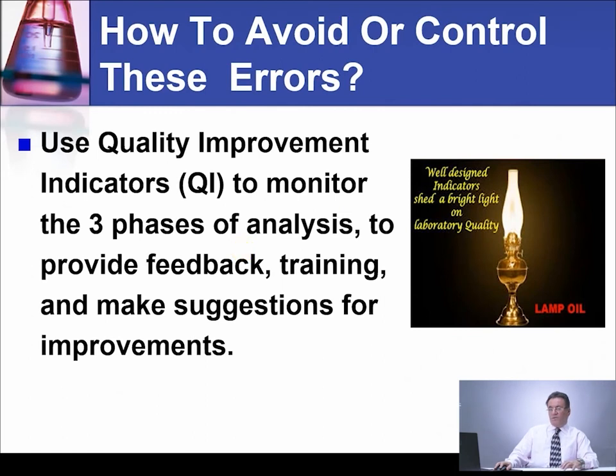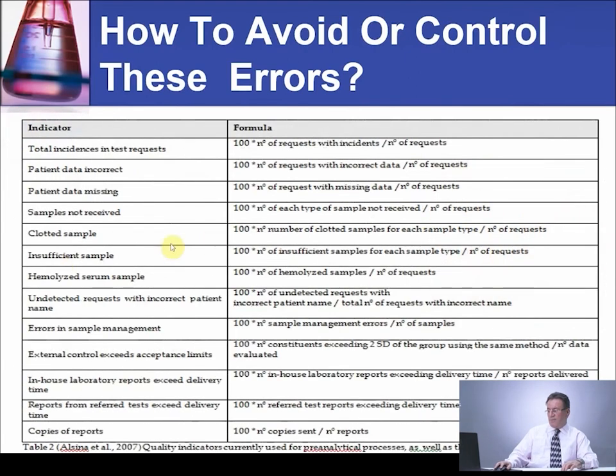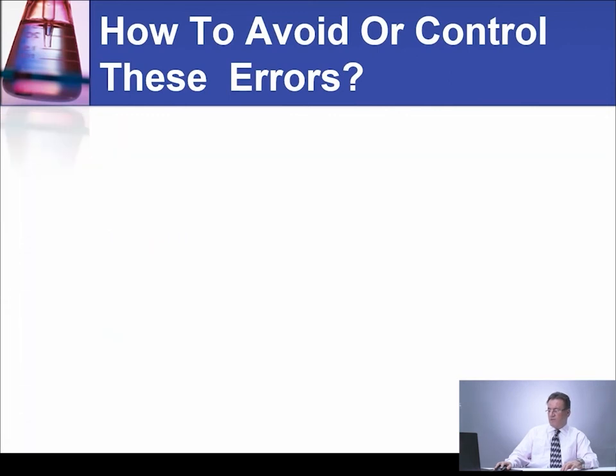How to avoid or control these errors? You need to use quality improvement indicators, KPIs, or quality indicators, as we call them in the lab. You need to use quality indicators to monitor the 3 phases of analysis, to provide feedback, training, and make suggestions for improvement. This is just an example of a table that has some indicators that you could use if you need to.